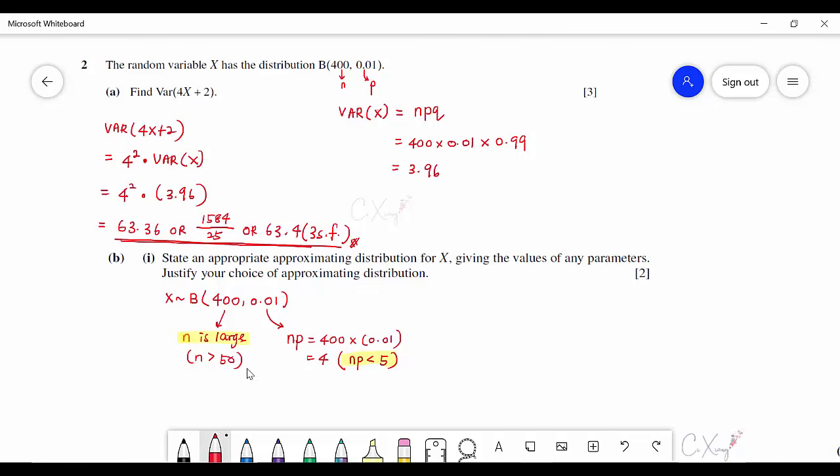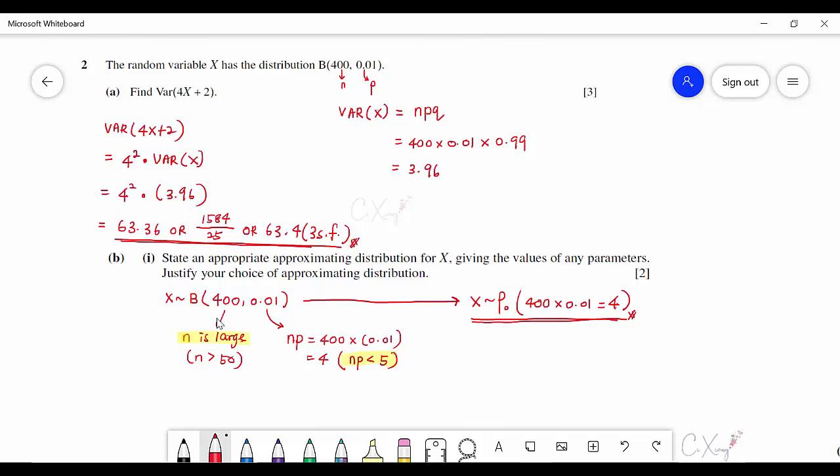So this is the answer for justifying your choice of approximating distribution. Since you already know that you can change it to Poisson, the lambda is the mean. So it will be 400 multiplied by 0.01, which equals 4. So lambda is equal to 4. This is the approximating distribution for x.